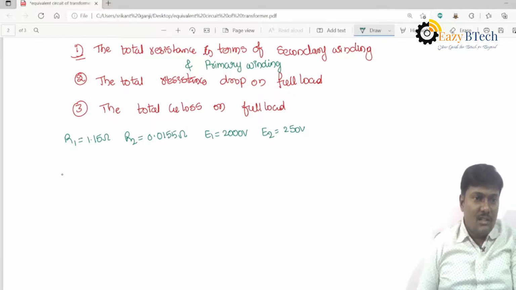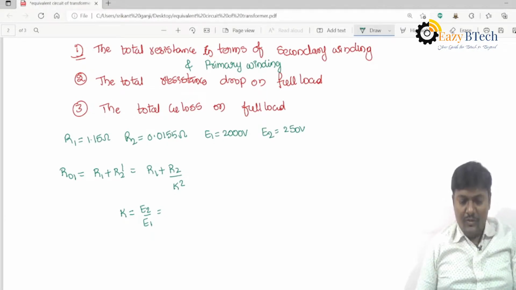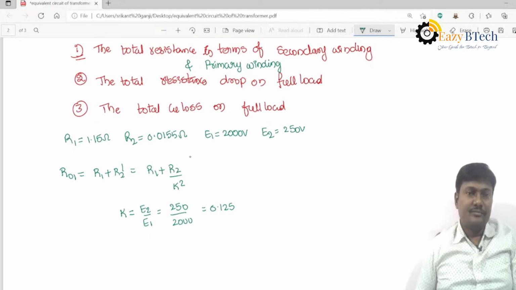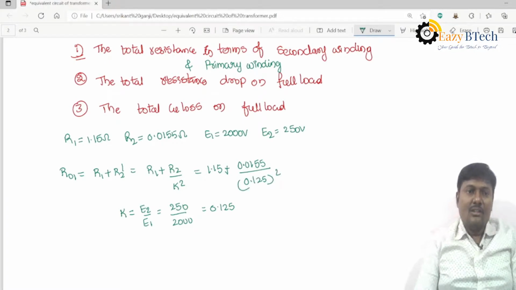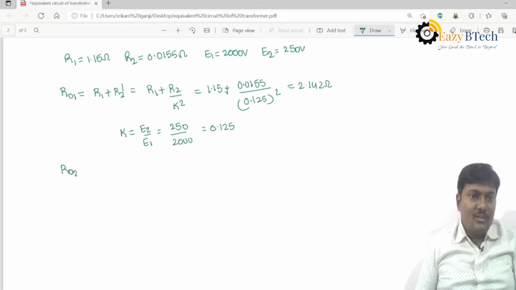And now what is the formula? Total resistance when referred to primary, R01, is equal to R1 plus R2 dash, that is R1 plus R2 by K square. What is K? K is equal to E2 divided by E1, that is 250 divided by 2000, which is 0.125. The R1 value is 1.15 plus R2 value 0.0155 divided by K square, 0.125 whole square. Now what is the answer? Total resistance when referred to primary should be equal to 2.142 ohms.